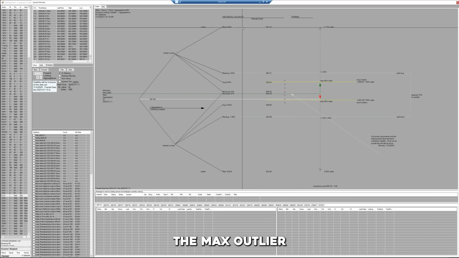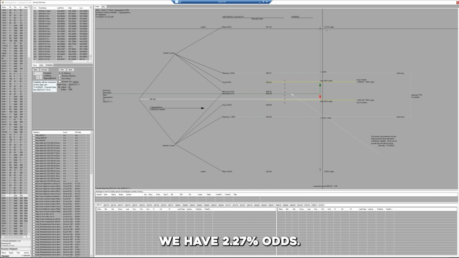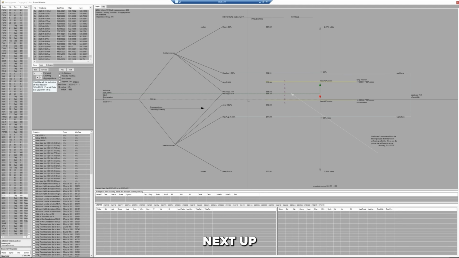Then we have the max outlier, that is 4.84% from the close, that is 581.02. We have 2.27% odds to see it, and the same is for the downside. Next up, we have the apex. Apex is like the middle of the volatility graph chain, it acts like a pivot. That is all it does, it acts like a pivot. But personally I do not use the apex.